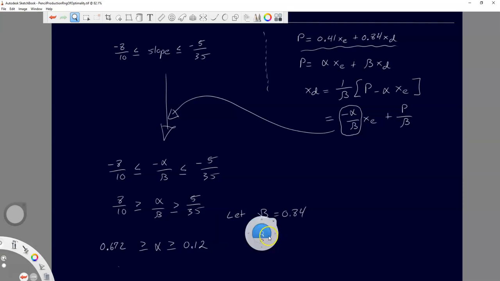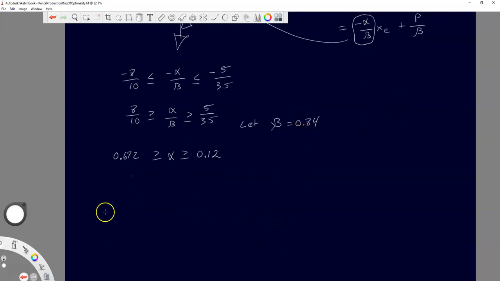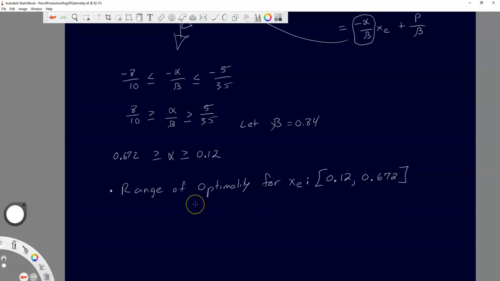And so at this point, we've achieved what we were looking for in some instances. Basically, we have obtained what we call the range of optimality. So I'll write this out down here. Range of optimality for x sub b. And it is the interval 0.12 and 0.672 here. It should be the closed interval including those two values, since we had less than or equal and greater than or equal signs here and here.